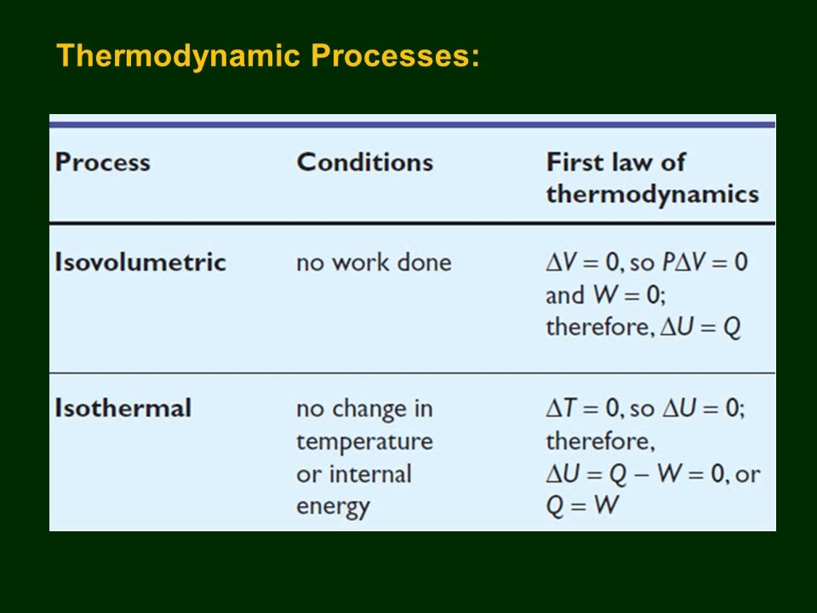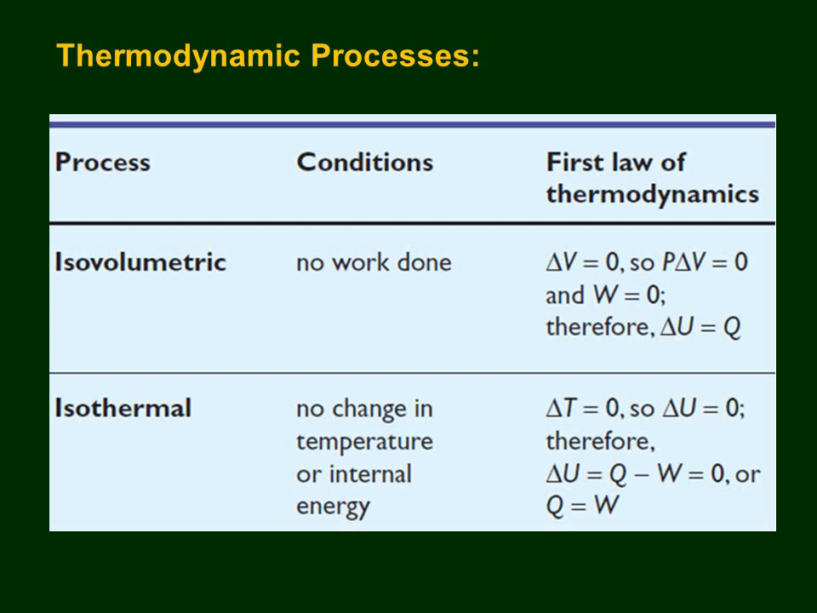So the change in internal energy is given by the heat. The second process is isothermal. Isothermal means no change in temperature. Temperature is constant, so delta U equals 0. As the change in temperature equals 0, delta U equals 0, because the measure of the internal energy is the temperature. No change in temperature, no change in internal energy.